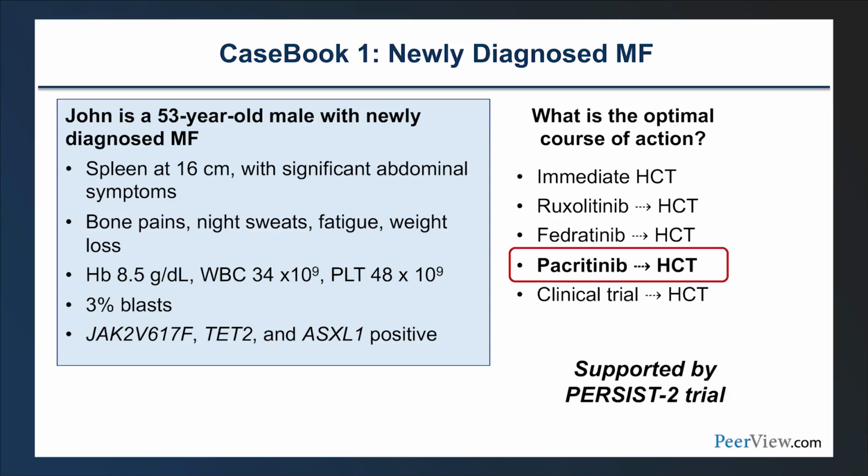The real question is, what if the platelets are, for example, 78? What do we do then? Do we use ruxolitinib, fedratinib, or use pacritinib off-label? Because for pacritinib, it doesn't really matter whether it's 78 or 48. That is the gray area here. One will have to decide on the spot which one to use.